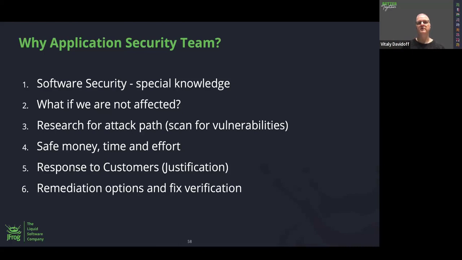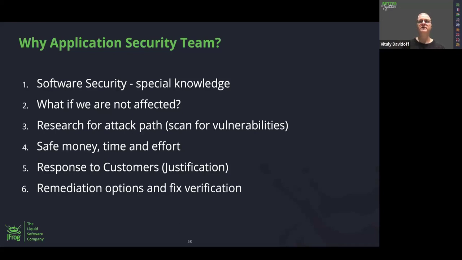So the application security team here will take this responsibility and provide the correct and technical justification, and remediation and fix verification. Maybe it's not only updating the version; maybe we need to actually fork this package and fix it internally. Unfortunately, this is the situation.